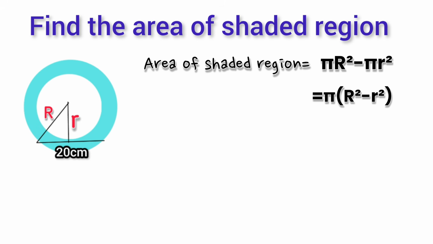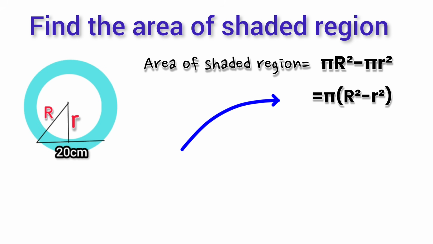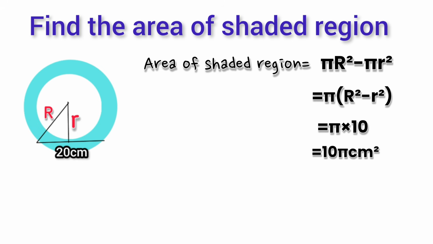This inner radius is a perpendicular bisector of the chord. So the base will be 10, and we can write, according to Pythagoras theorem, R² minus r² is equal to 10². Now substitute the value. So we have the area is equal to π into 10², that will be 100π centimeter square.